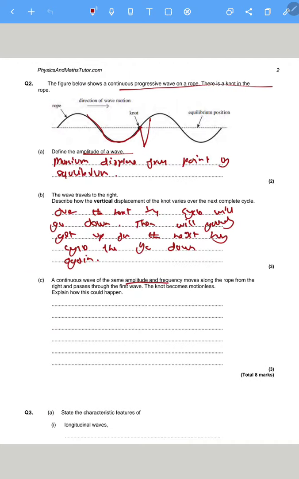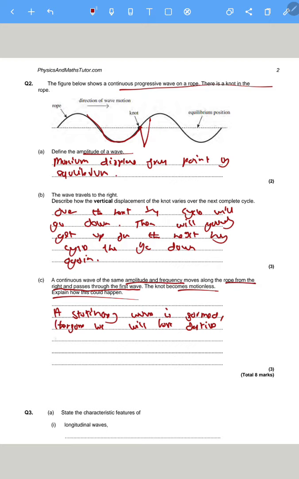A continuous wave with the same amplitude and frequency moves along the rope from the right and passes through the first wave. The knot becomes motionless. Explain how this could happen. A stationary wave is formed. Therefore, we will have destructive interference and the knot becomes a node.